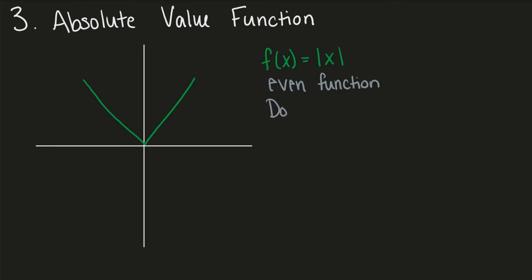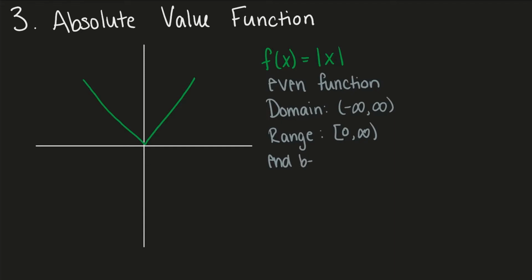Our domain, all possible x values, is negative infinity to infinity. Our range, though, starts at 0 at that endpoint of our function and goes to infinity. So we don't have any negative values, only positive.